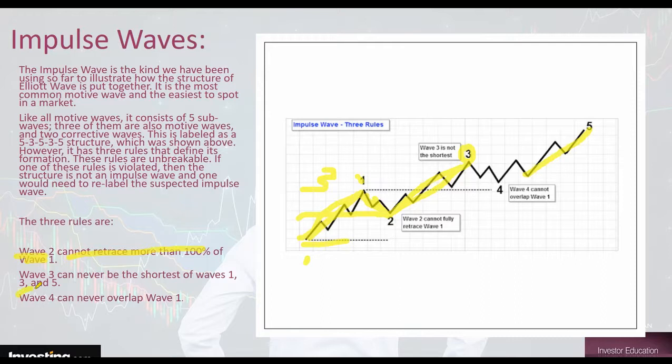Okay. Wave 4 can never overlap wave 1. This is wave 4. So wave 4 is when it's an ease. It cannot fall below the peak of wave 1. So you have lots of rules. This cannot be more than 50% of this. This cannot be the shortest wave. And this ease here cannot fall lower than the peak on number 1.